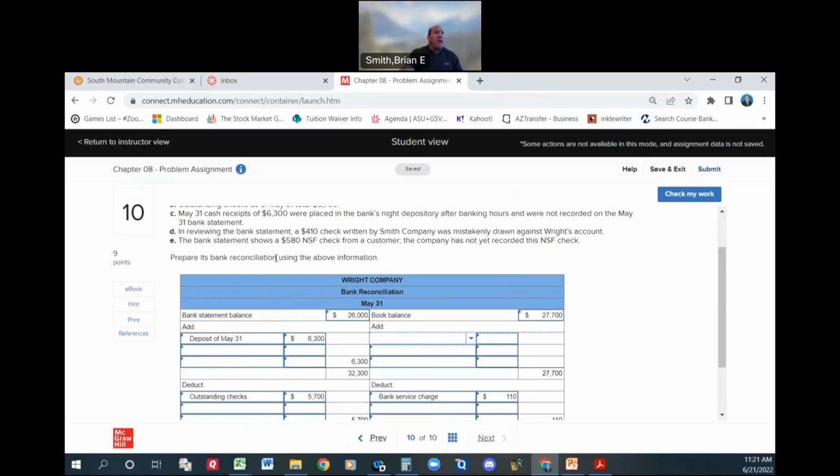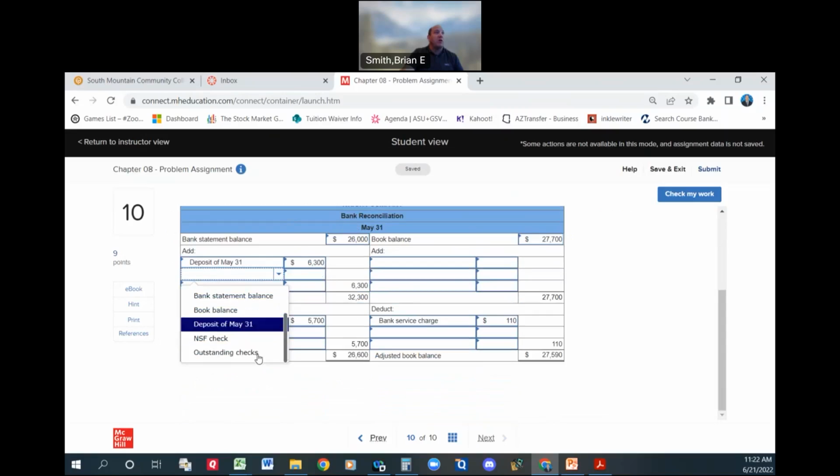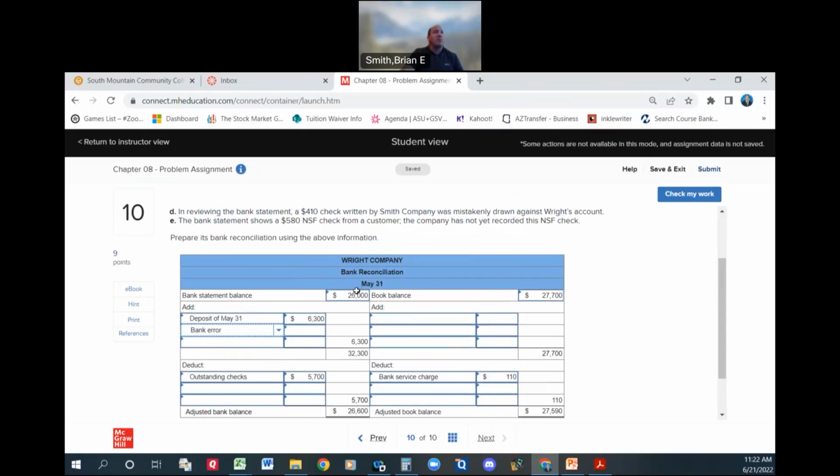Letter D, in reviewing the bank statement, a $410 check written by Smith Company, no relation, was mistakenly drawn against Wright's account. So what happened was the bank, for some odd reason, took $410 out of our checking account that should have been taken out from another company's account. I've never seen this happen in real life, but who knows? But we're going to go ahead and add that back into our bank statement because that should not have been put there. We'll call it bank error, I guess. That's appropriate there. So we're going to put $410 there.